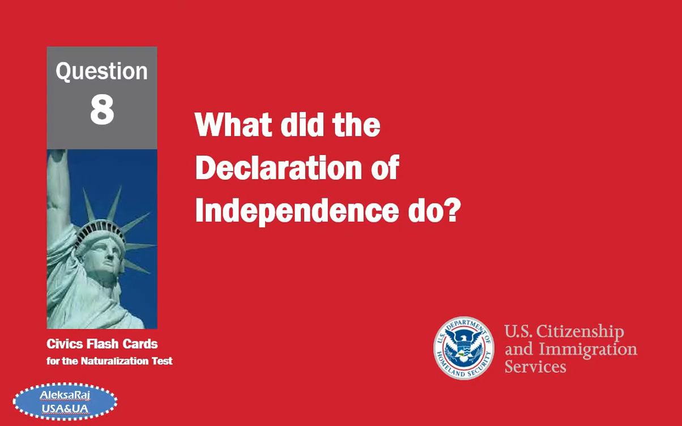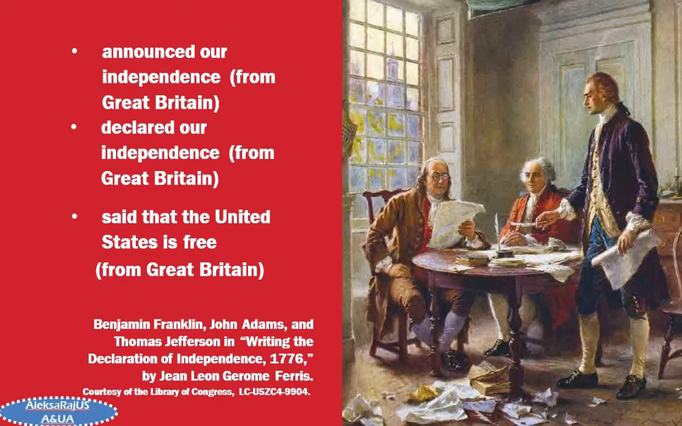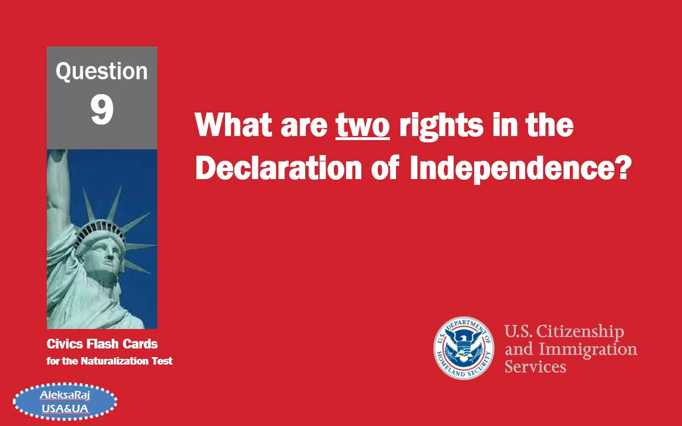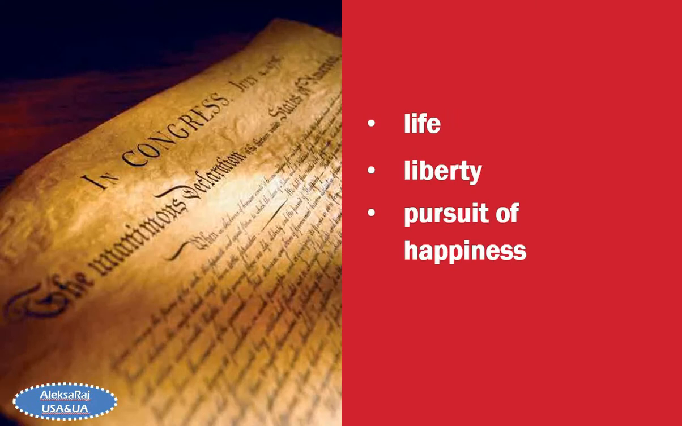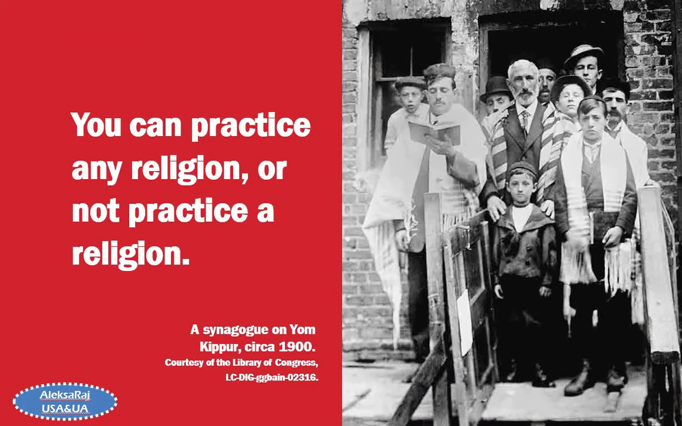What did the Declaration of Independence do? Announce our independence from Great Britain, declared our independence from Great Britain, said that the United States is free from Great Britain. What are the two rights in the Declaration of Independence? Life, liberty, pursuit of happiness. What is freedom of religion? You can practice any religion or not practice a religion.